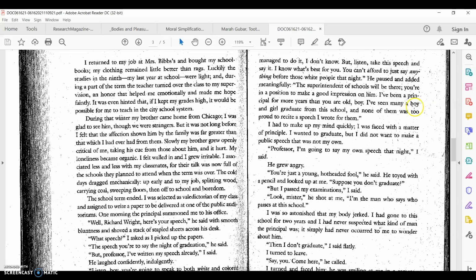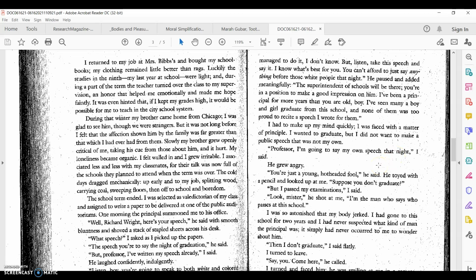I've been a principal for more years than you are, old boy. I've seen many a boy and girl graduate from this school, and none of them was too proud to recite a speech I wrote for them. I had to make up my mind quickly. I was faced with a matter of principle. I wanted to graduate, but I did not want to make a public speech that was not my own. Professor, I'm going to say my own speech that night, I said.